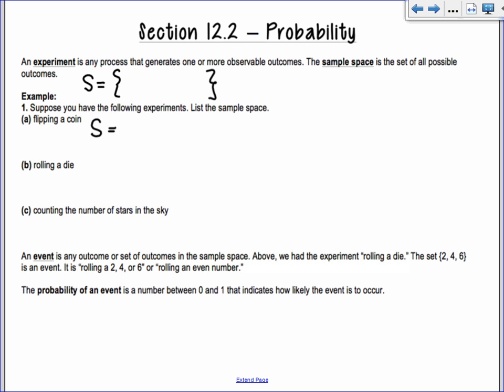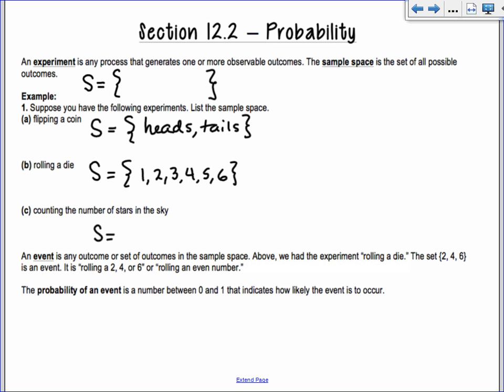So for example, flipping a coin would be heads and tails. Okay, and rolling a die would be the outcomes 1, 2, 3, 4, 5, and 6. And then something like counting the number of the stars in the sky would be debatable. 0, 1, 2, 3, and dot, dot, dot. So you could have an infinite sample space as well. An event would be any set of outcomes in that sample space. So if you had 2, 4, and 6, that would be an event: rolling an even number.